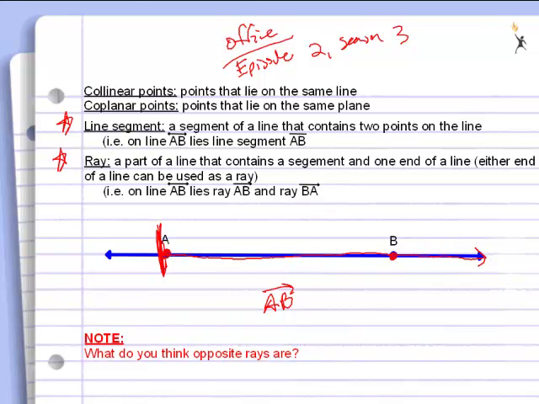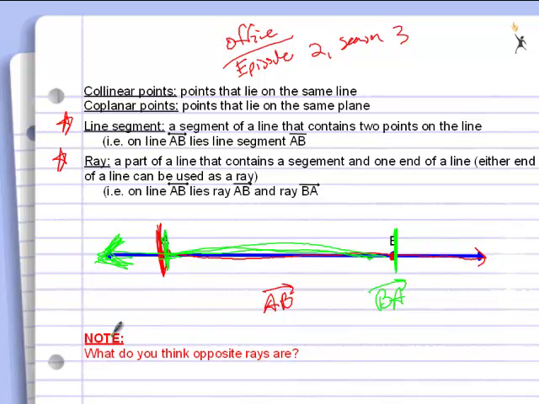Or maybe we use this line segment, segment AB, but we take this part of the line that goes on forever. We will label that ray BA because it's BA. Get it? Anyway. BA, and then A is the side that's going on forever.